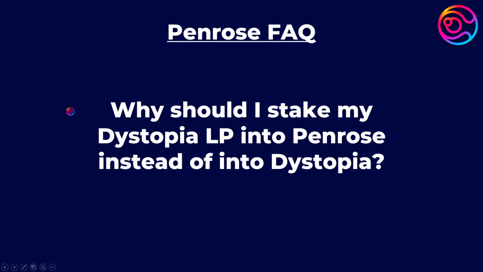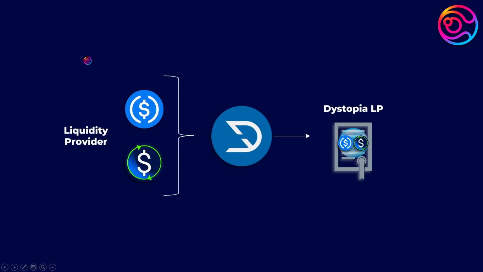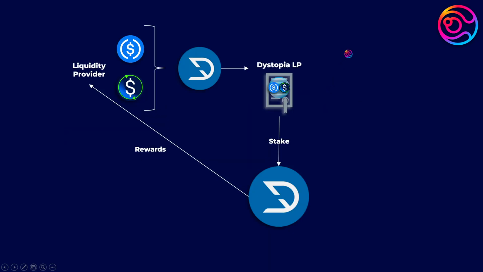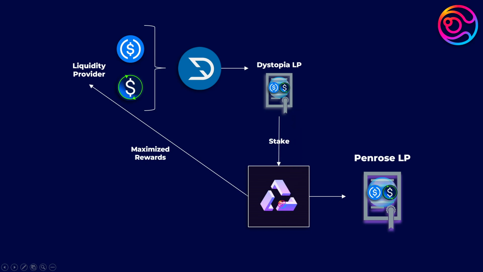Why should I stake my Dystopia LP into Penrose instead of into Dystopia? When you become a liquidity provider on Dystopia, you receive a Dystopia LP in return. That Dystopia LP is a crucial asset that has intrinsic value. To earn yield on your LP, you can choose to stake your LP into Dystopia itself, or you can choose to stake your Dystopia LP into Penrose and receive a Penrose LP in return for maximized rewards.